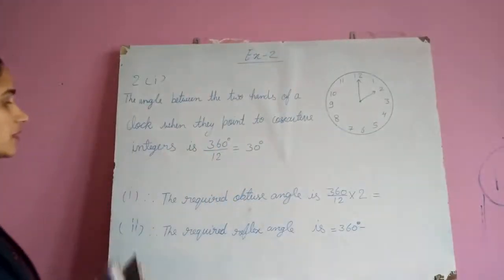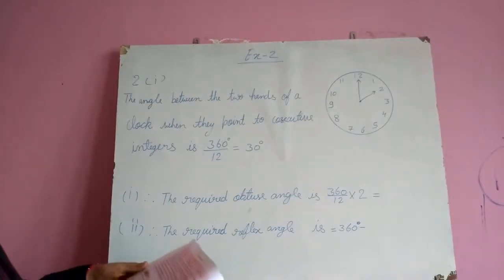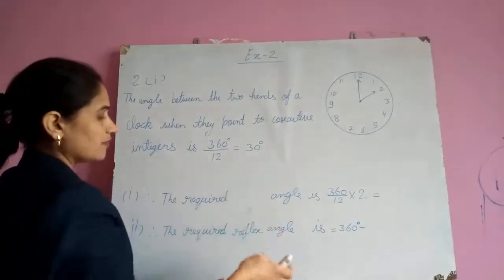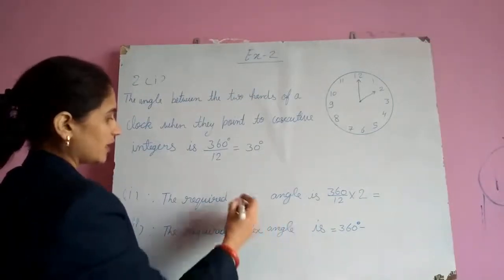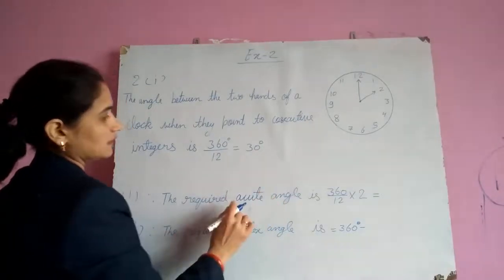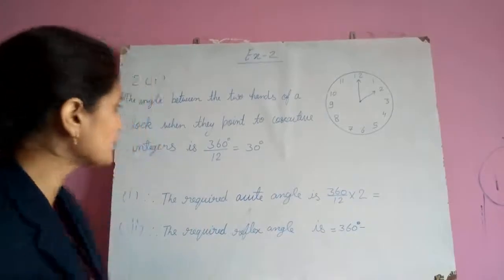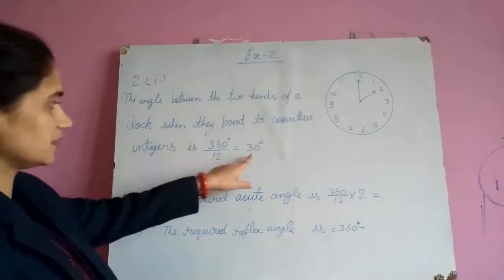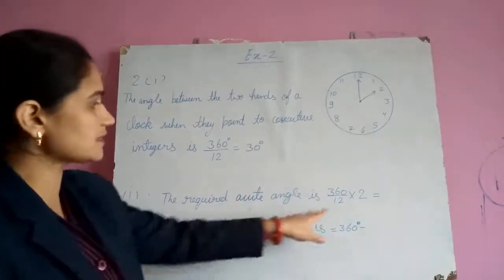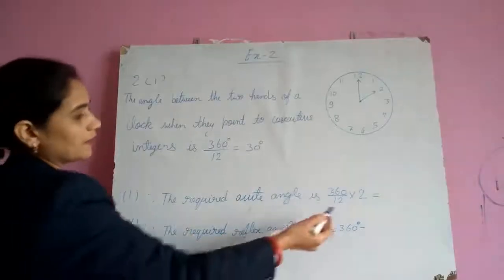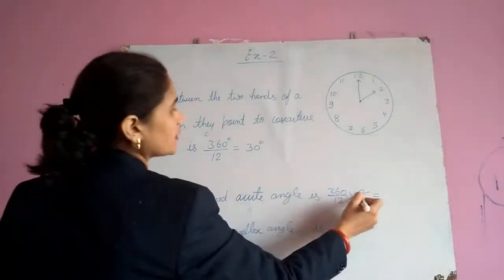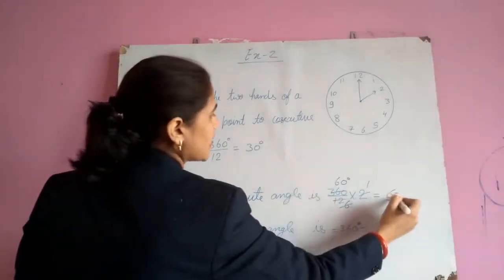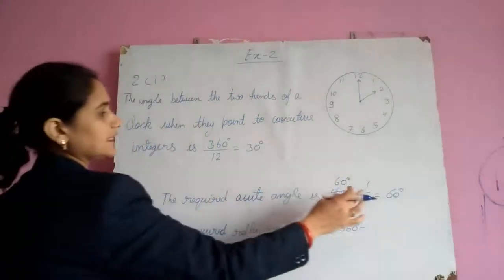Sorry, in the first part we have to find the acute angle. First we find the angle between two integers, which is 30 degrees. Then we multiply this. What is the time here? 2 o'clock. We multiply by 2. 2 ones are 2, 2 sixes are 12, which gives 60. So the required acute angle is 60 degrees.